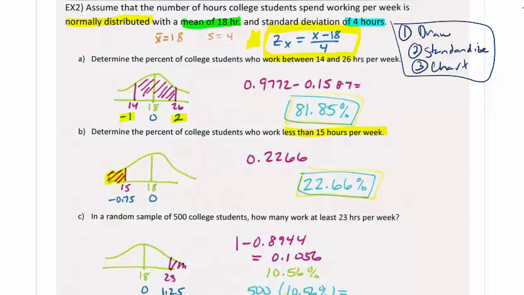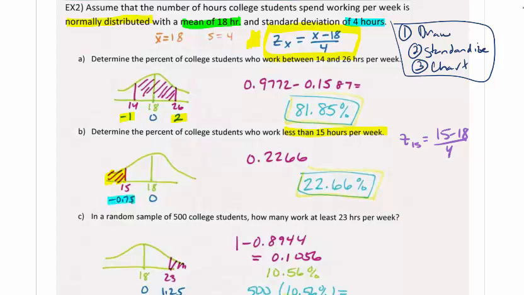Going to B, we have less than 15 hours, so that is shading less than 15. 15 is below the 18, which is our mean. We again go into our z-score and we plug in the 15. That would be 15 minus 18 over 4, and you are going to round to the nearest hundredths place if you need to round. This is 3/4, so negative 3/4, which is the negative 0.75.